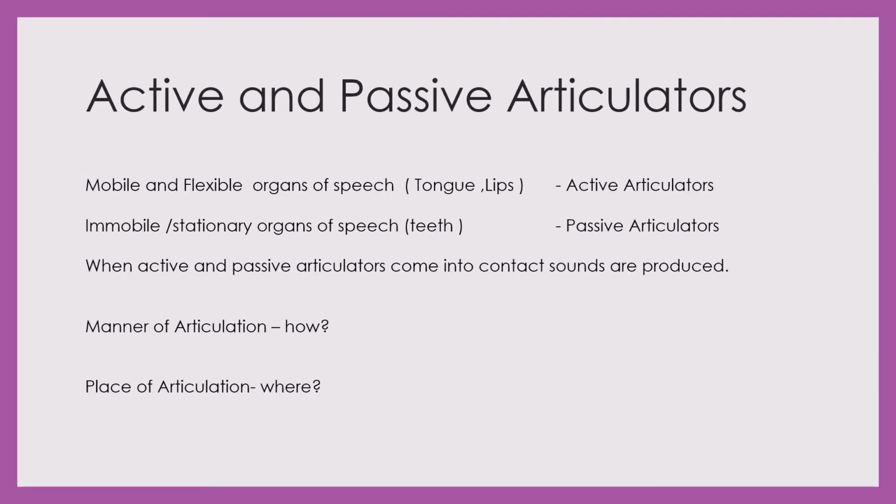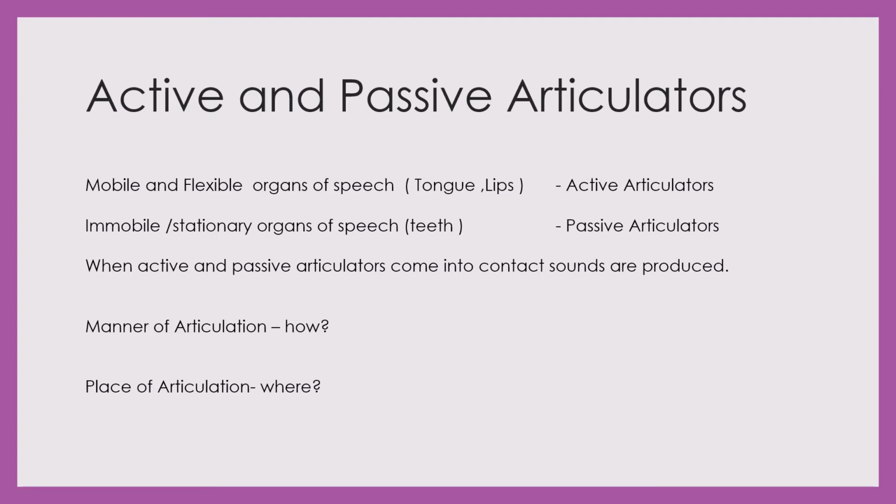Active and passive articulators. We need certain parts of our body or organs to speak. So the main organ we need is the mouth. Some parts in our mouth are mobile and flexible and some are immobile. The mobile and flexible organs of speech are called active articulators, for example, tongue and lips. The immobile organs of speech are called passive articulators, for example, teeth. When these active and passive articulators come into contact with each other, sounds are produced.